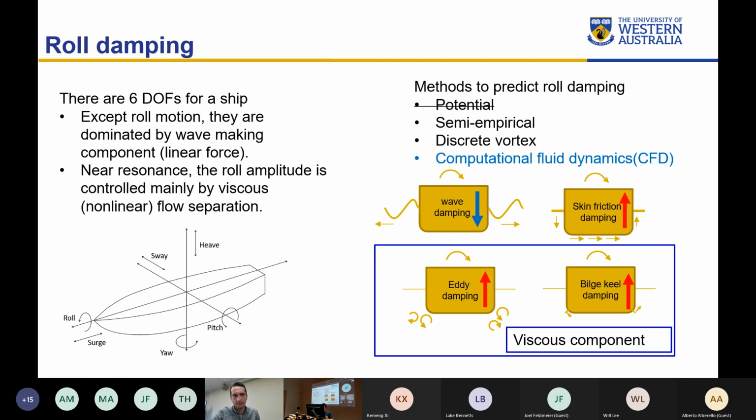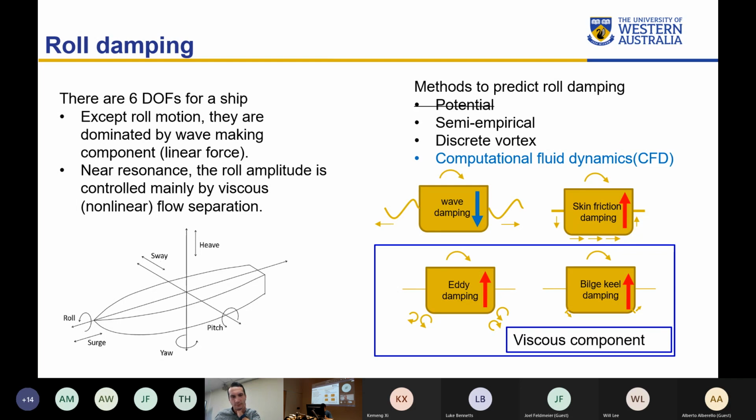As we all know, there are 6 degrees of freedom for a ship. However, among them, except roll motion, they can easily be predicted using potential theory. But for roll motion near resonance, the roll amplitude is mainly controlled by viscous flow separation. In this way, potential theory may fail to predict its roll amplitude, particularly. So we have to search for other options.